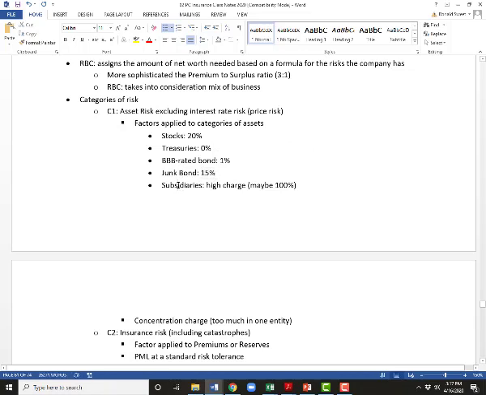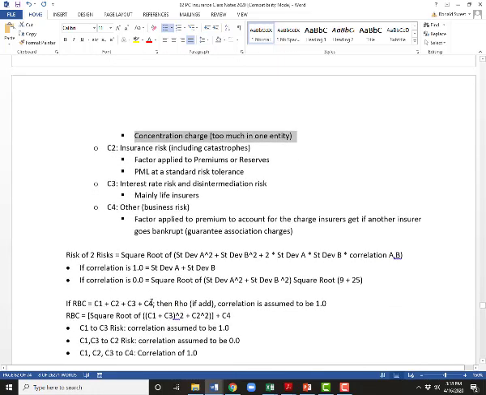Subsidiaries, if you have a subsidiary like Allstate owns a life insurance company, they may not let you count any of that net worth as part of your net worth. They may give you a 100% charge, so you essentially have to have dollar for dollar. And their argument there is that life insurance subsidiary needs its net worth to cover its risk, so you can't also count it to cover the property and casualties company's risk. There's also a concentration charge if you have too much invested in one entity. That's a really complicated calculation. I never had to do it, but I remember it's fairly complex.